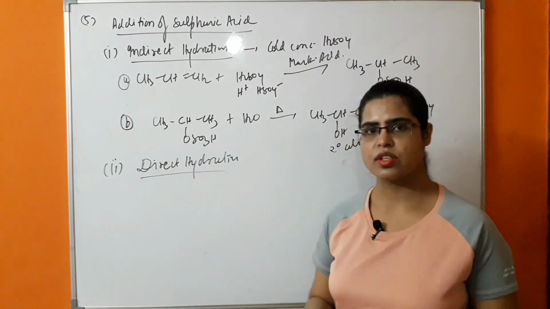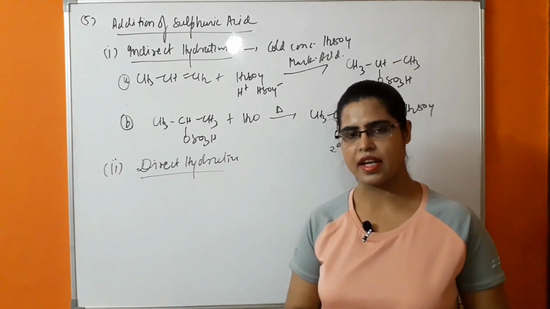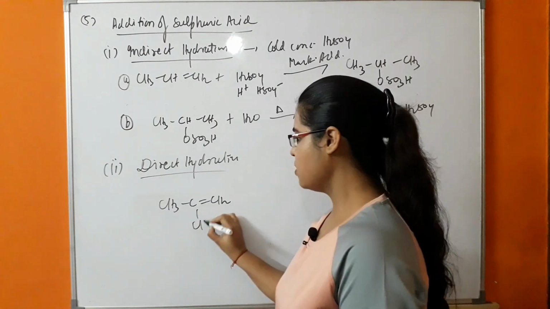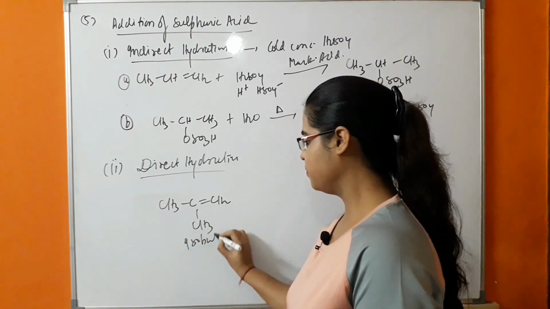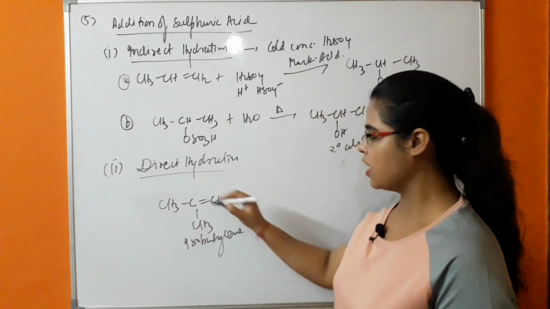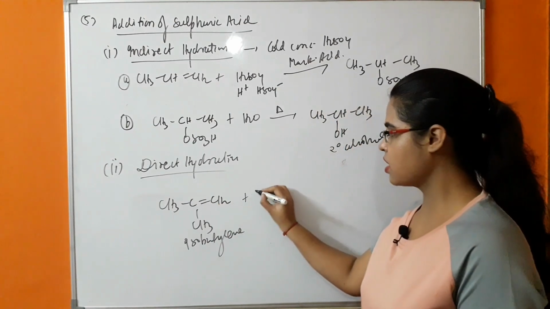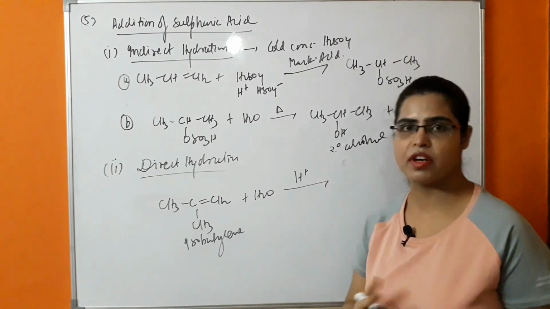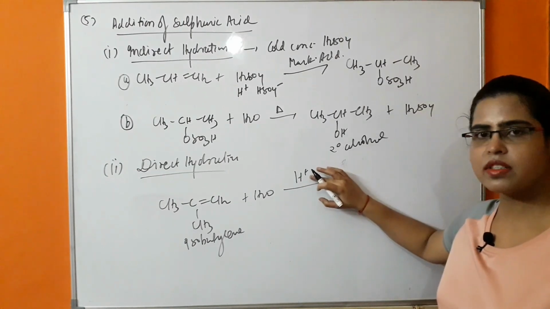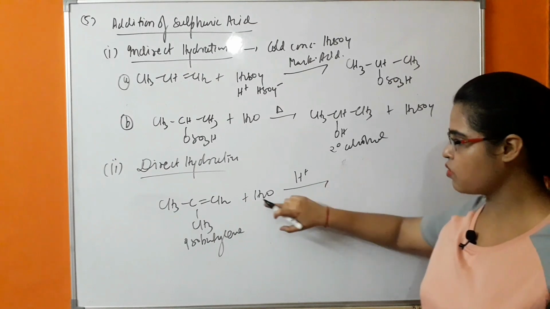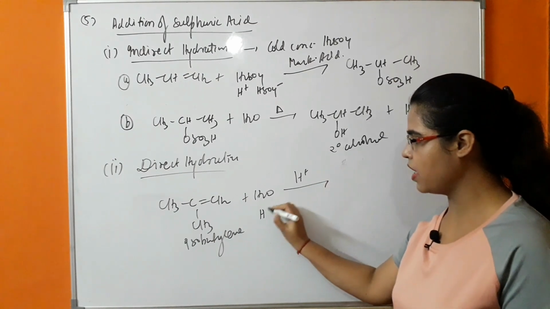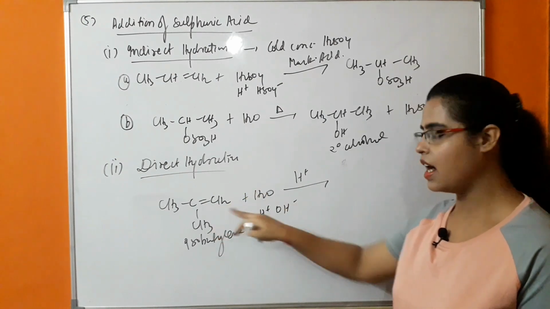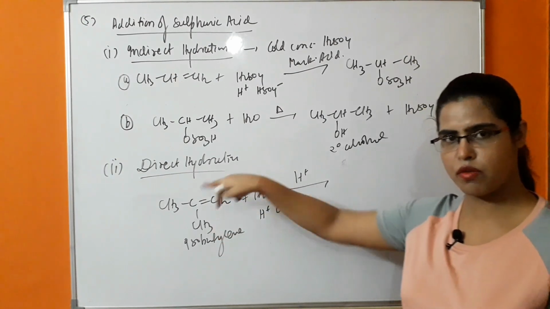The second is direct hydration. Generally alkenes do not directly react with water, but in the case of a branched alkene, for example isobutylene, this is isobutylene. In the case of a branched alkene, it can directly react with water in the presence of a mineral acid, which will furnish H+ ion. This H+ ion behaves as a catalyst, which will ionize this water molecule into H+ and OH-. Because of that, first the electrophile will attack and the second step will be the nucleophile attack.